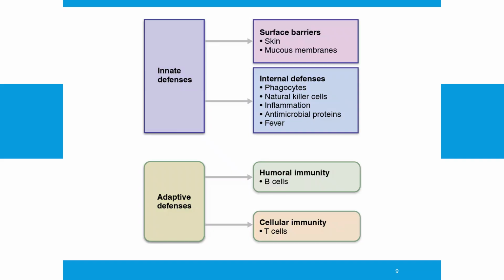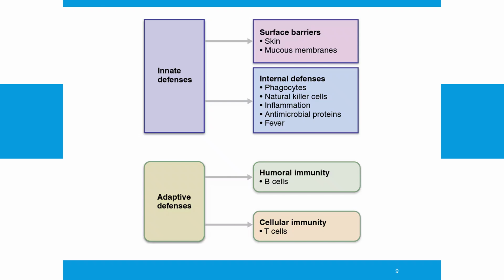And so here you just see a simplified overview of the innate and adaptive defenses. With the innate defenses, remember they're general and non-specific, so they're going to include our surface barriers, our skin, and our mucous membranes. And then the second line of defense is going to be those internal defenses. So when we have broken the skin barrier or we have broken through the mucosa layer, then we're going to see the phagocytes come out, the natural killer cells, the inflammation, antimicrobial proteins, etc.